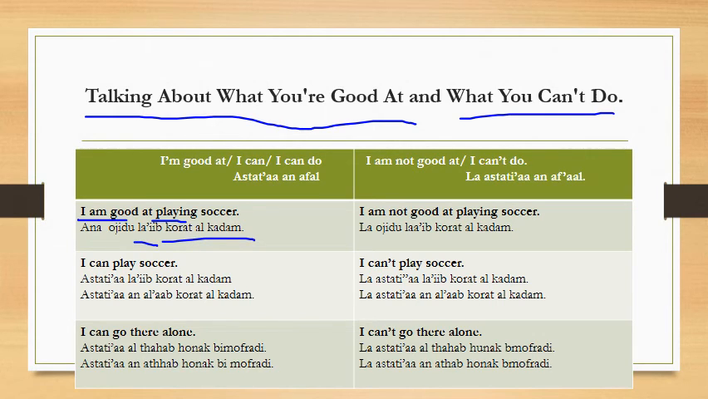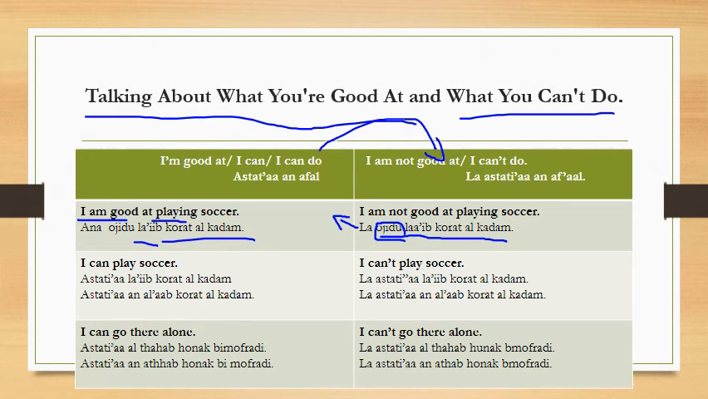Okay, let's change it as if we are negating the sentence. You are telling me that you are not good at playing soccer. I am not good at playing soccer. So أجيد لعب كرة القدم. Okay, أجيد is an action verb, so we need to put لا before it. We've taken this before. So لا أجيد لعب كرة القدم.